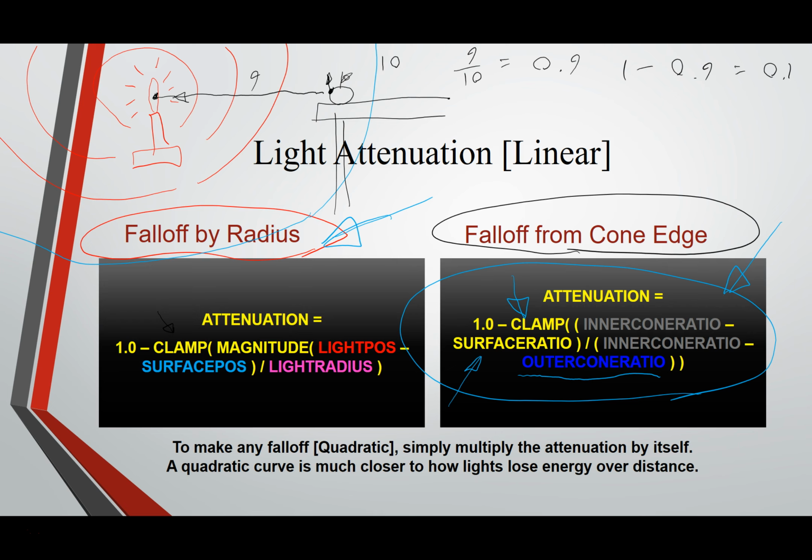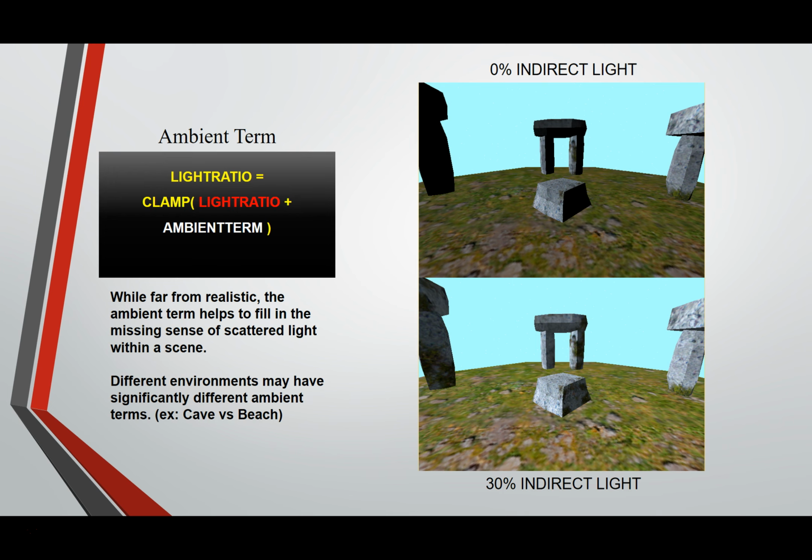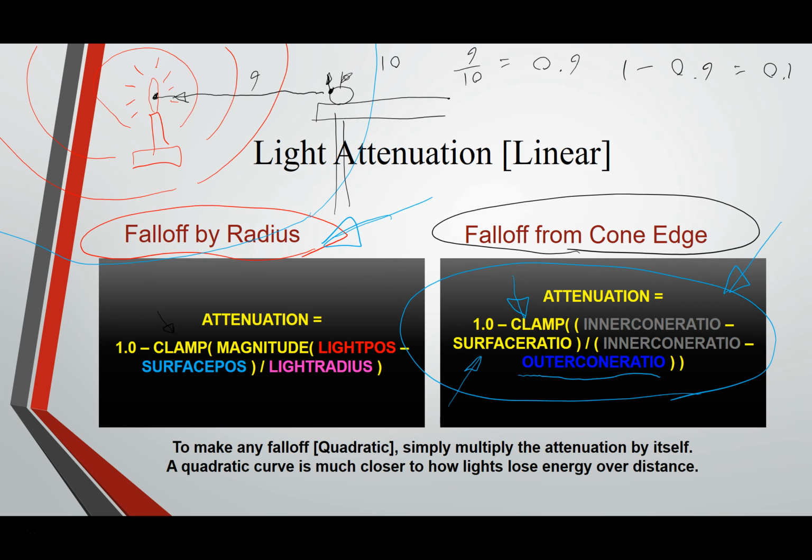Oftentimes just doing the actual calculations or math for something is better than actually just doing a specific if statement and causing a branch within our code. So not always the case, but sometimes, but often can be the case. So yeah, if you want to do cone edge attenuation, just copy this and replace that line in the spotlight formula. Okay, so these are examples of light attenuation.